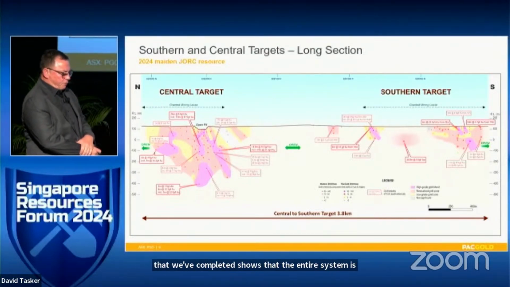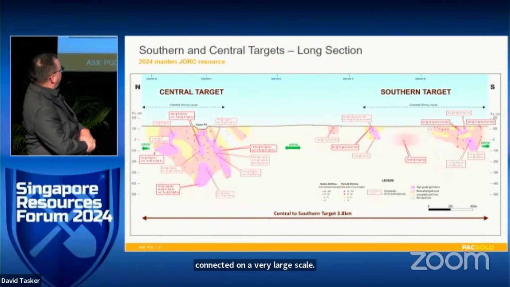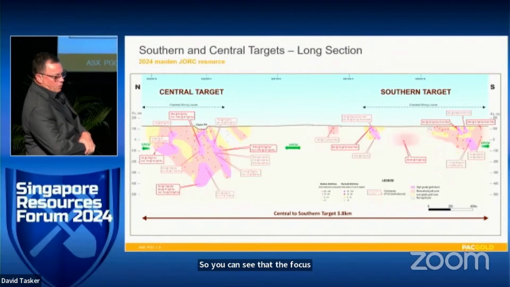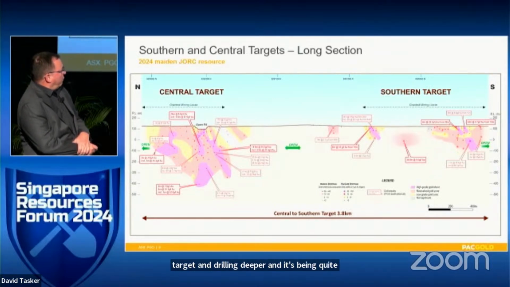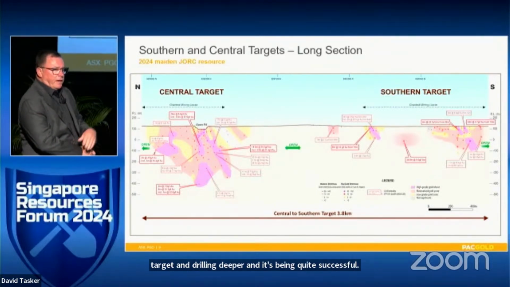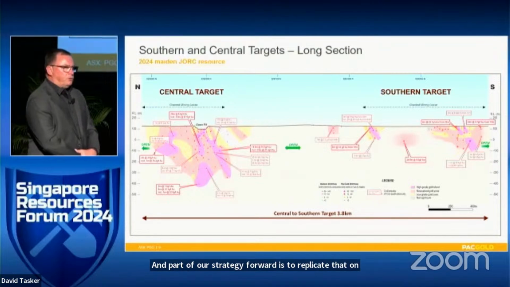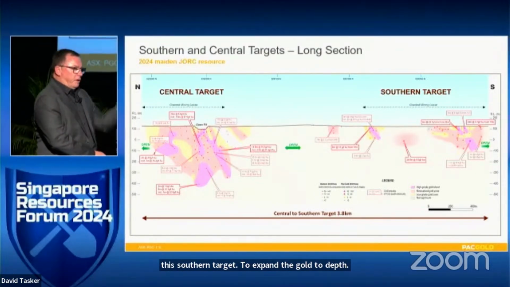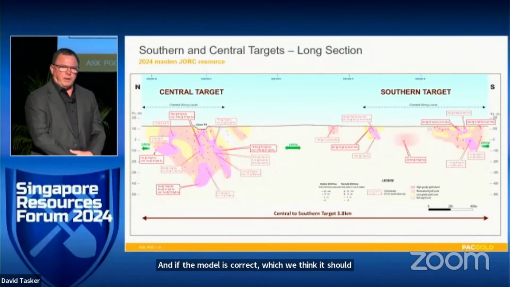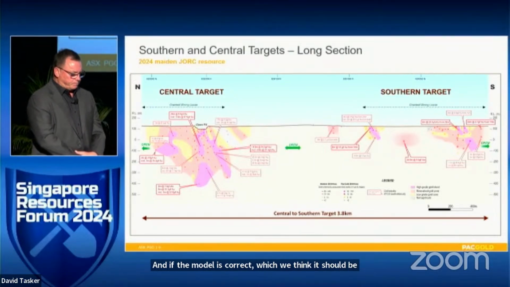So you can see that the focus has been on the central target and drilling deeper, and it's been quite successful. Part of our strategy moving forward is to replicate that on this southern target to expand the gold to depth. And if the model's correct, which we think it should be, we should see more of these high-grade zones developing as we progress to depth.